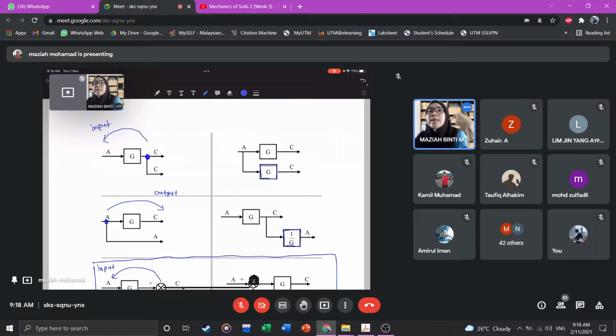First one is series. Number 2 is moving a summation point, but there will be 2 there, toward the input and toward the output. And the third one is moving a pickoff point. There will also be 2, toward the input and toward the output.